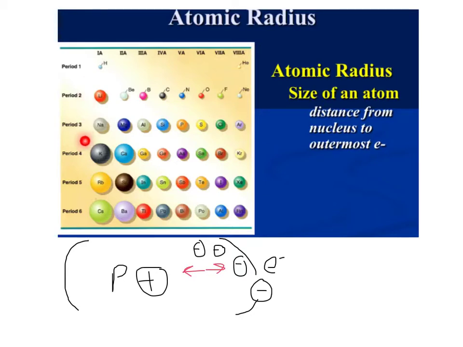Why does it get bigger when you go down the periods? The reason for that is there's more energy levels. So if you look at, say, lithium only has 2 energy levels with an electron. But if you look at, say, rubidium, that has 1, 2, 3, 4, 5 energy levels. So naturally the electron is going to be further away than the proton, so the radius would increase.